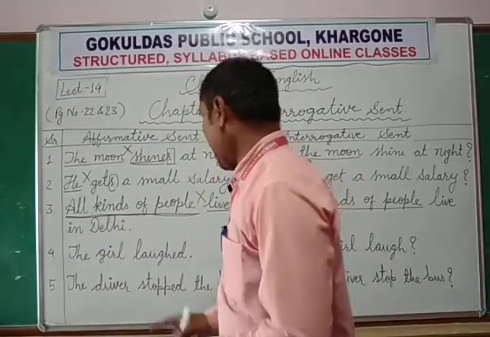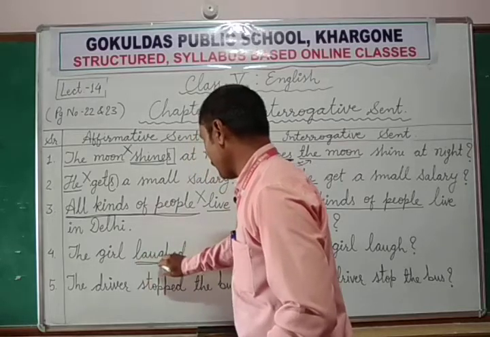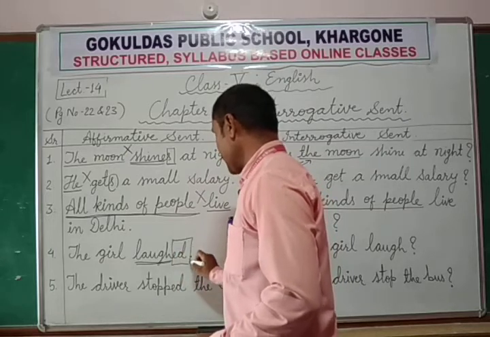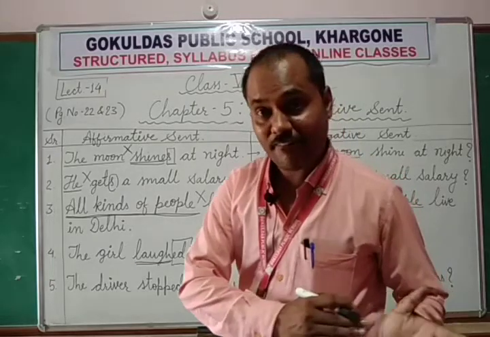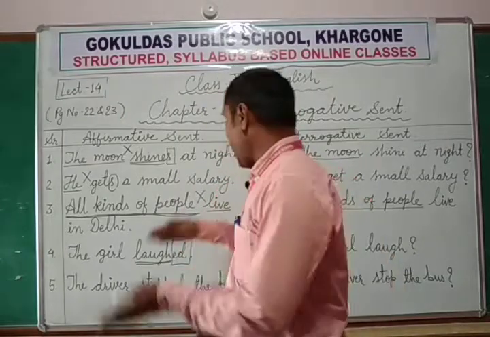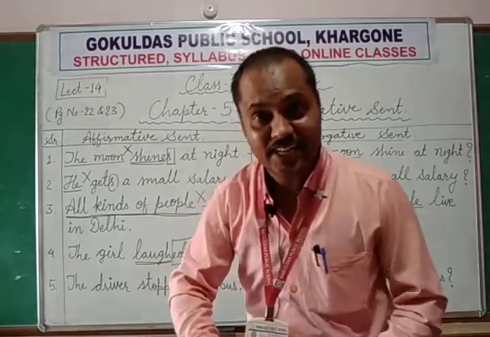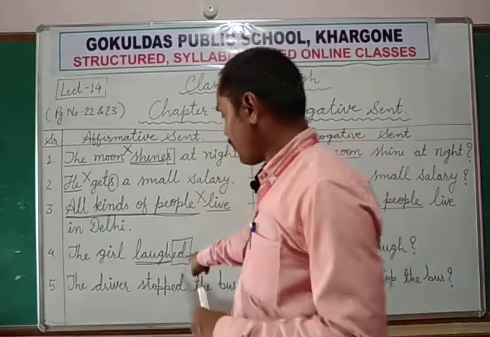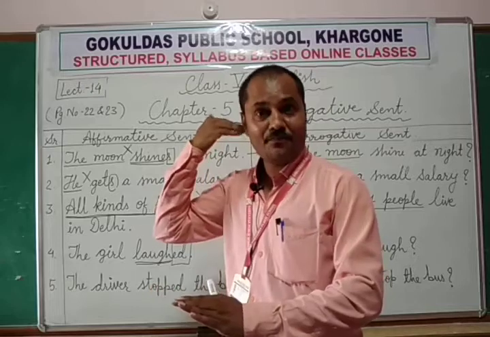Laughed. Laugh is the base form, the main form of the verb. Why is ed added here? It makes the past of laugh. Laugh is the present verb, हंसती है. Laughed shows हंसी थी. It shows us a past action, the action which took place in the past. So it is the past form. Laugh is the present form, the base form. Laughed is the past form.